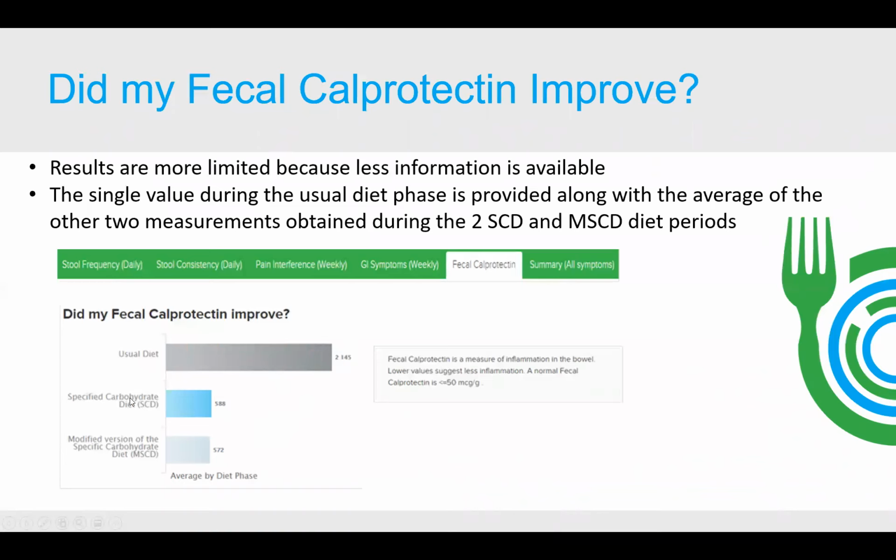And then the bar for the SCD and the MSCD include the average of the 2 measurements that were obtained during the 2 periods on the SCD. So that would be the average of the fecal calprotectins on those 2 periods. And the modified SCD, this will give you the average of the 2 fecal calprotectins collected during those 2 periods.